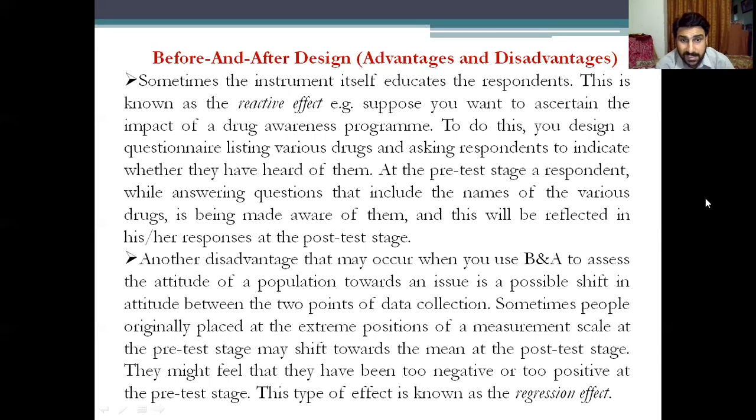When they are at the extreme positions, this effect is called the regression effect. During the second data collection, those same people might think, okay, we should be a little bit lenient, we shouldn't be too extreme towards any phenomena. Therefore, sometimes people shift or change their position between data collections just because of attitude. So this is another disadvantage: the regression effect is observed during a before and after study design.